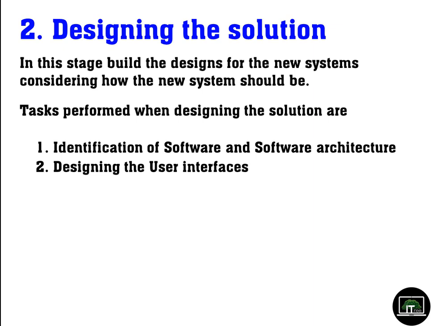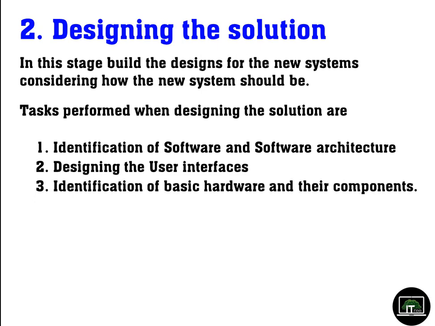Second one, designing the user interfaces. How we give the interfaces to the users. For example, if you are making a system for small kids, we try to make nice, colorful pictures, bigger letters. If you are making it for very small children, then we don't use letters. We always try to use some fancy pictures, images. So depending on the users, we design the user interfaces, because that is the part interacting with the users.